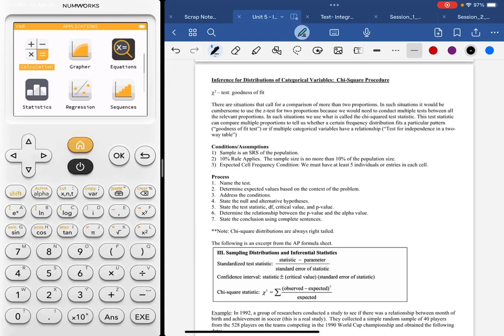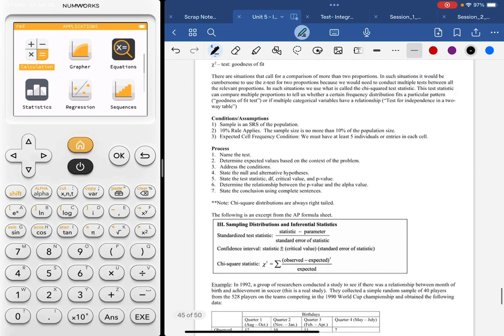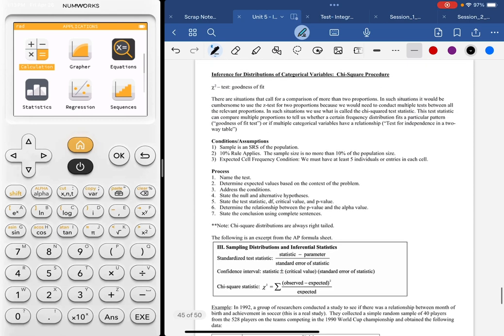All right, just a video to take you through chi-square procedures. And we'll work on a one-way chi-square and a two-way chi-square. This corresponds with page 30 in your note packet.